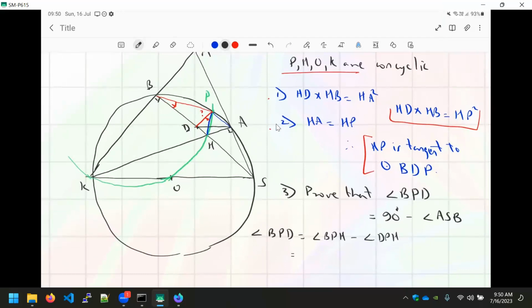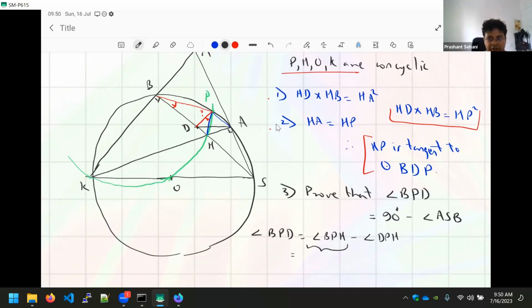Sir, which angle? BPH. Can we try to split BPH, this first term? I want to say that this is equal to something else. Yes, Kana? No, I had a different solution. Okay, yeah, go ahead.